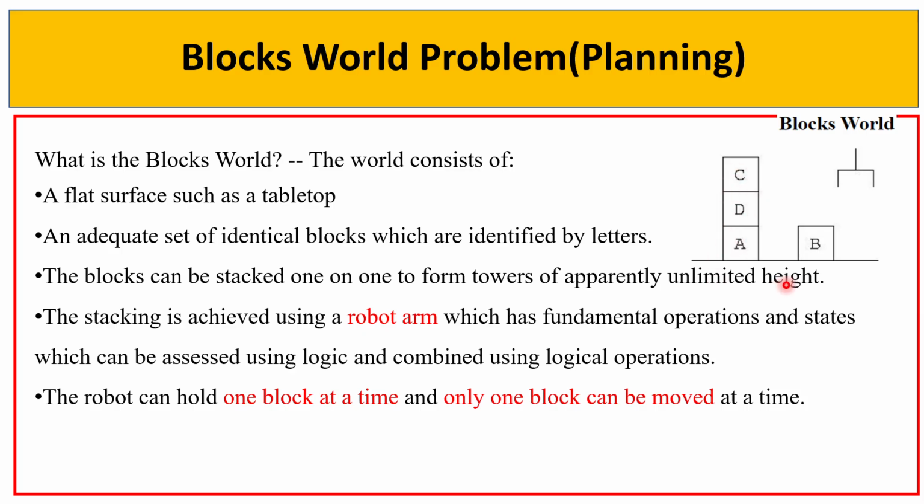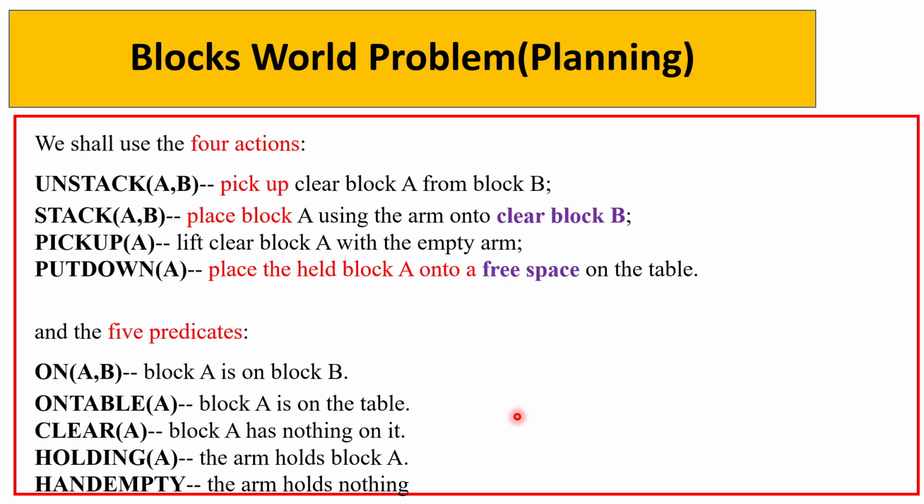The tower can be of unlimited height. Then here we have a robot arm with an empty hand for picking and arranging these blocks. The condition is that the robot can hold one block at a time, and only one block can be moved at a time. With this scenario, we'll see how we solve this blocks world problem.